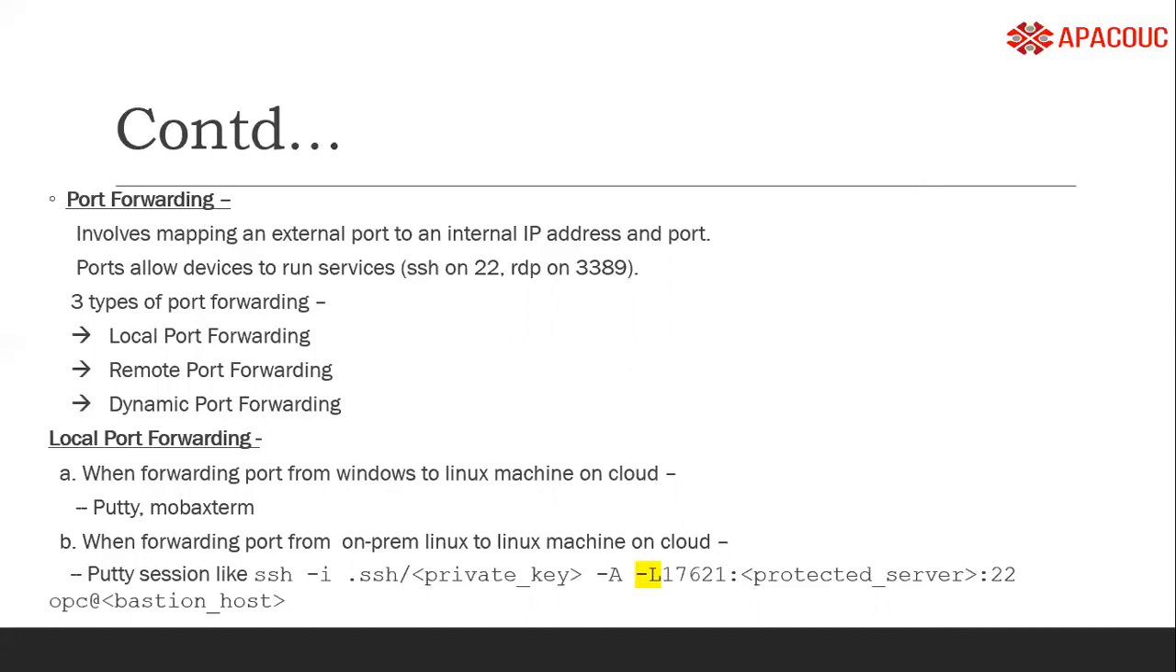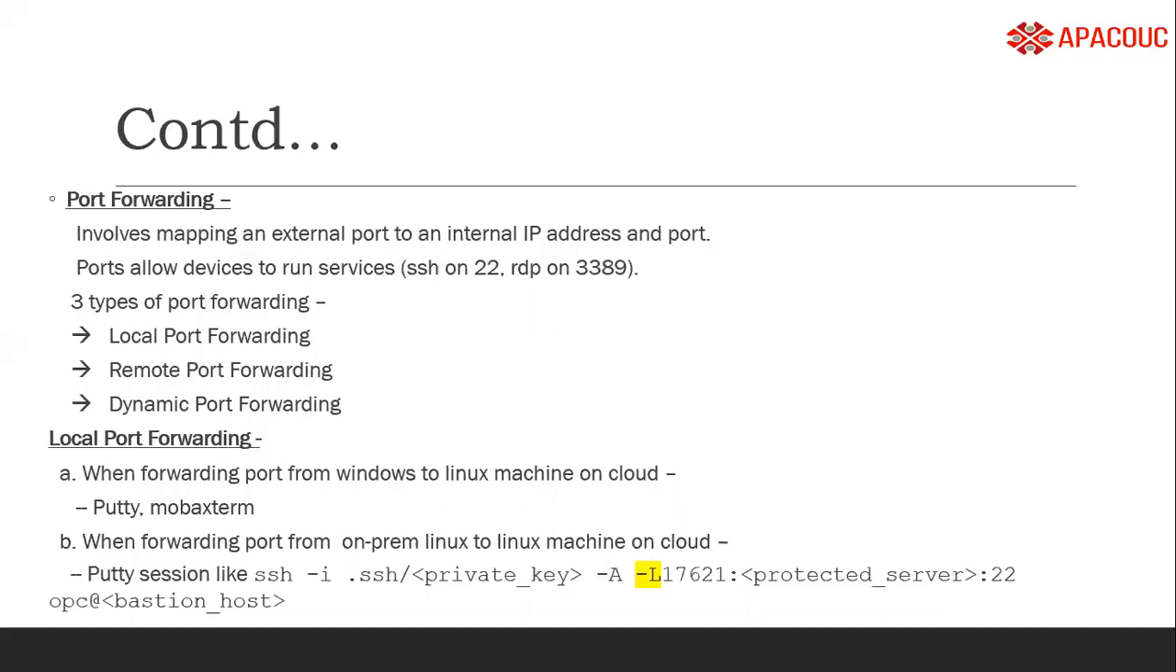We'll be focusing primarily on the local port forwarding, wherein if we are planning to forward a port from a Windows machine to a Linux machine, we can do that using certain tools like PuTTY or Term. While if we want to forward a port from an on-premise Linux machine to a Linux machine on cloud, we'll be using the -L option, like you can see here.